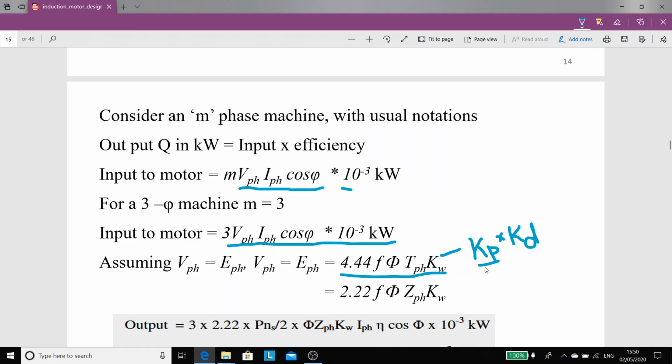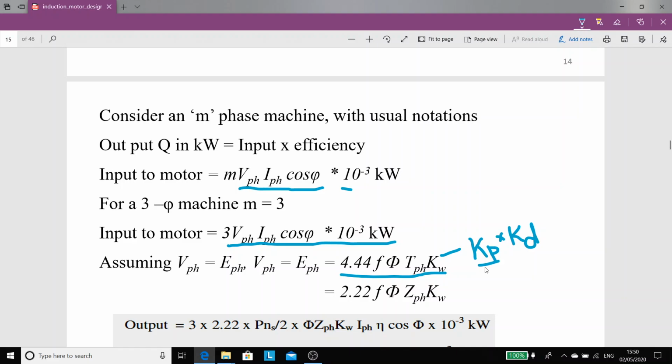Then Kd is the distribution factor, and in our rotating machine our winding is always of distributed type. So for that, according to the number of slots and the number of poles for which it is designed, we have to calculate Kd. And what is the formula for Kd? It is equal to sine of m beta by 2 upon m into sine of beta by 2.